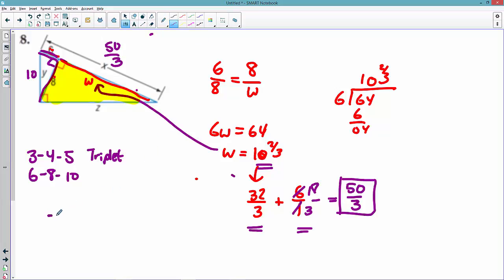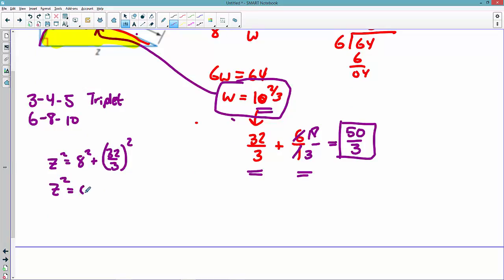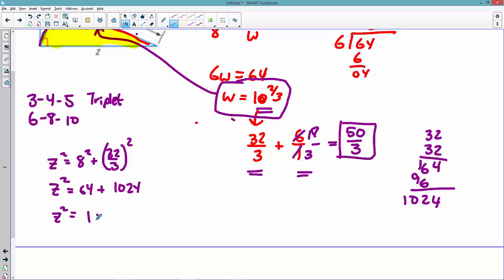Okay, so z squared, that's the hypotenuse, equals 8 squared plus that number we found earlier, which was 10 2/3, right? Plus 10 2/3 squared. Now that's 32/3 squared. Okay, we can deal with that. So z squared equals 64 plus, now this is nasty, so again, we'd probably use a calculator. 32 times 32 is 1024. Z squared equals those two added together, which is 1088. And z equals the square root of 1088.